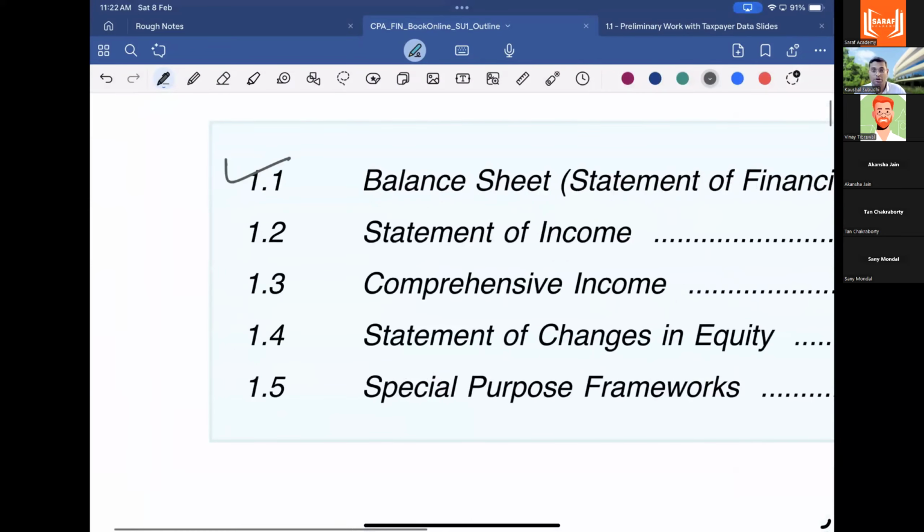We are done with 1.1. We are getting into the statement of income. Now remember, I told you it's in 1.3 or 1.4 somewhere.